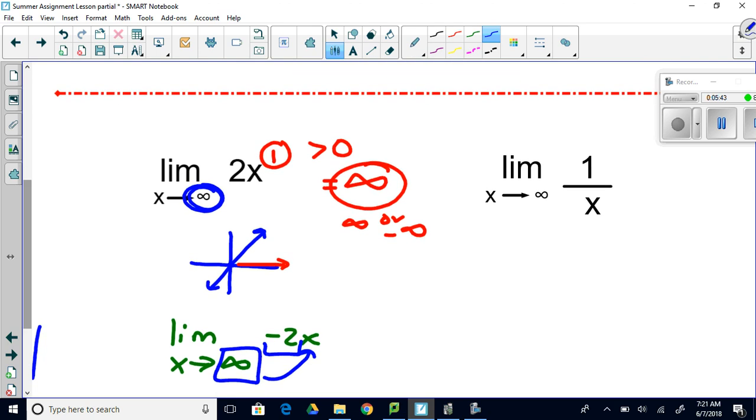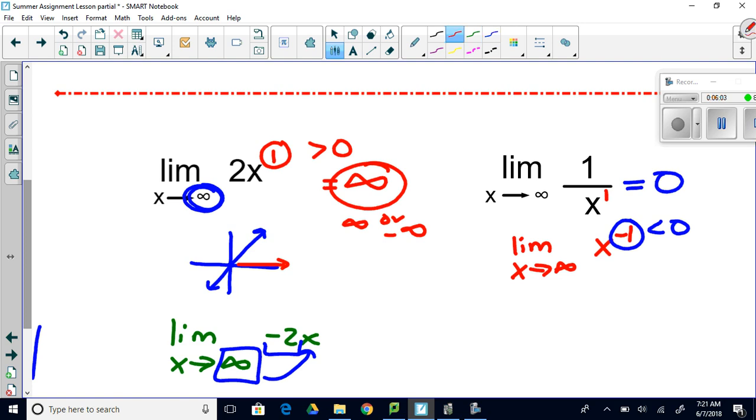All right, so let's look at this one. This time, we know that there's a 1 on the bottom, and I can rewrite that as a negative exponent, so that's x to the negative 1. So since that is less than 0, we know our limit as x goes to infinity is 0.